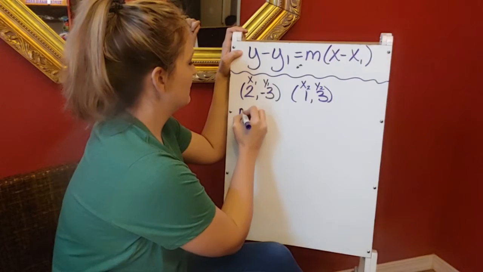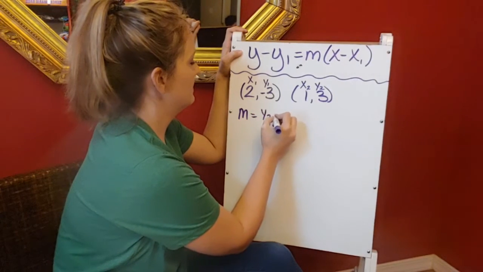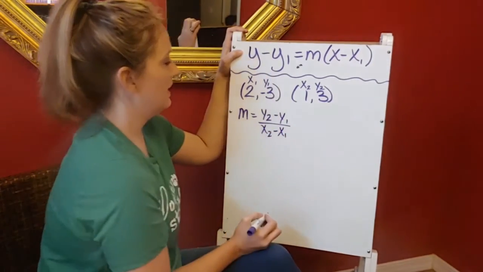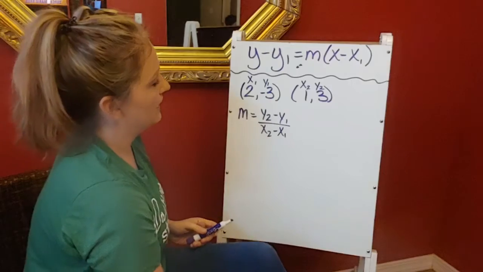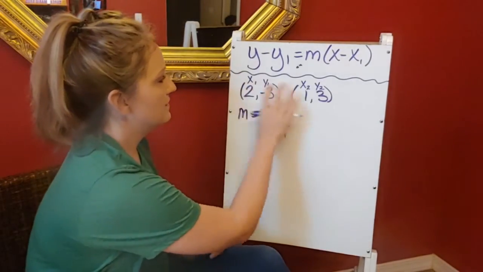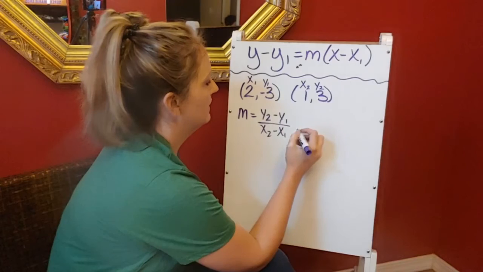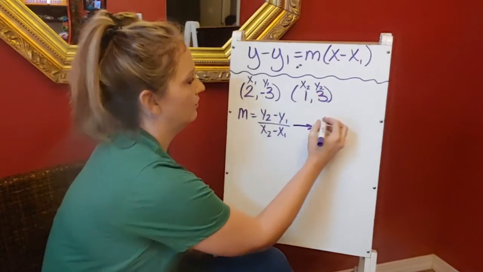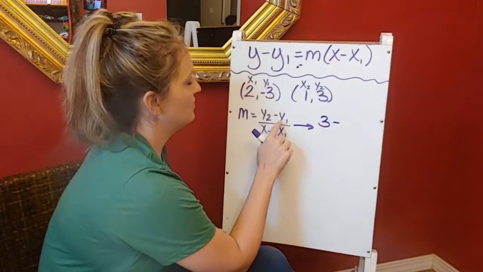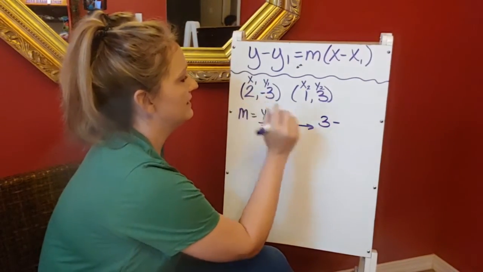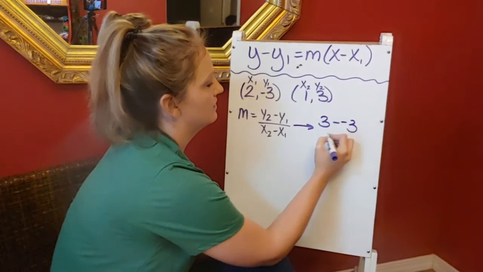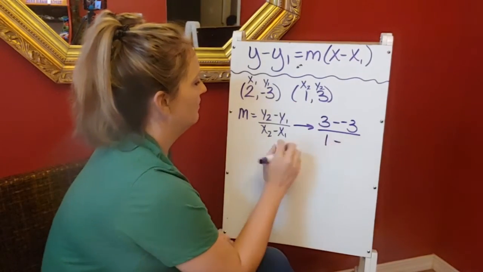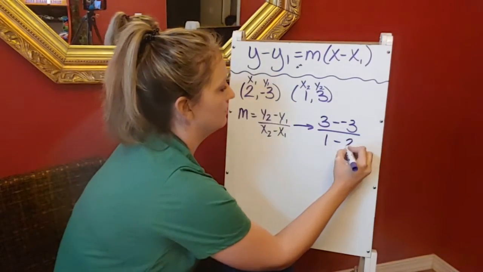So I'm going to start off with my slope. And this is the slope formula: m equals y2 minus y1 over x2 minus x1. And I'm going to substitute these points into that formula. I'm going to start with y2. y2 is 3 minus y1, and y1 is a negative 3. So minus a negative 3 over x2. x2 is 1 minus x1, which is 2.